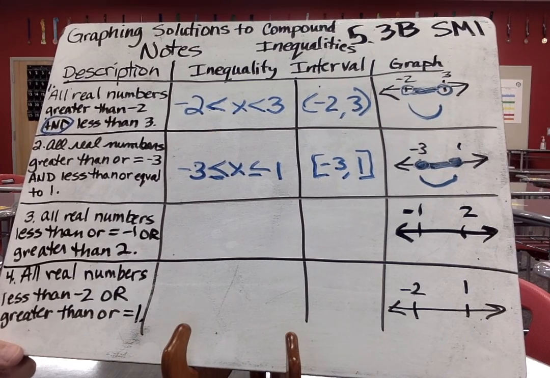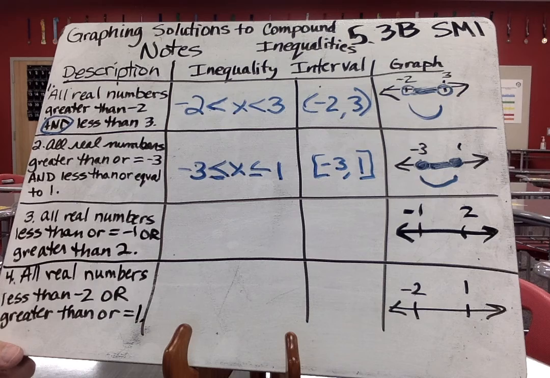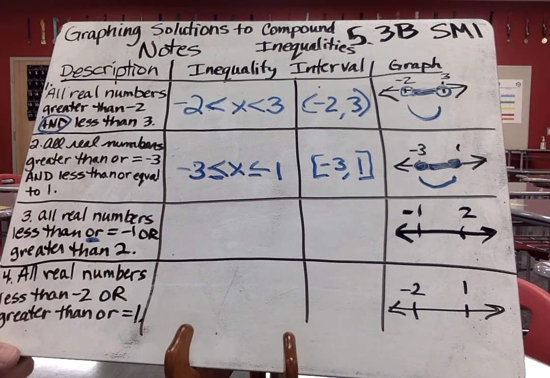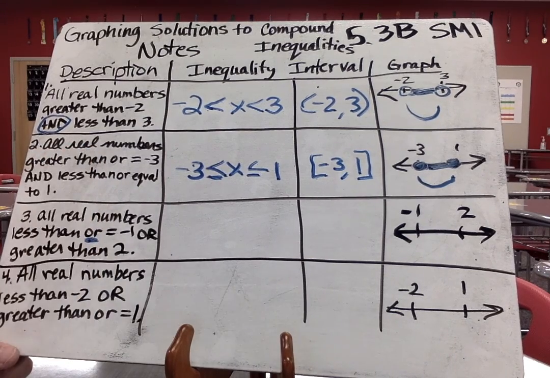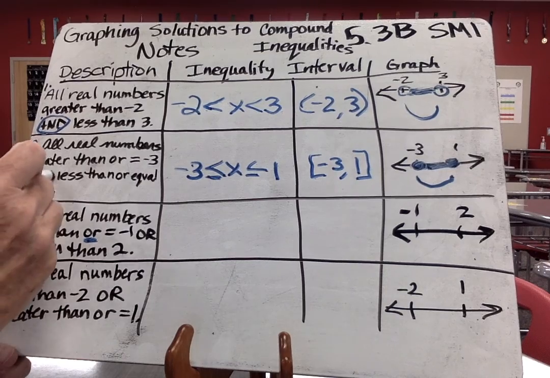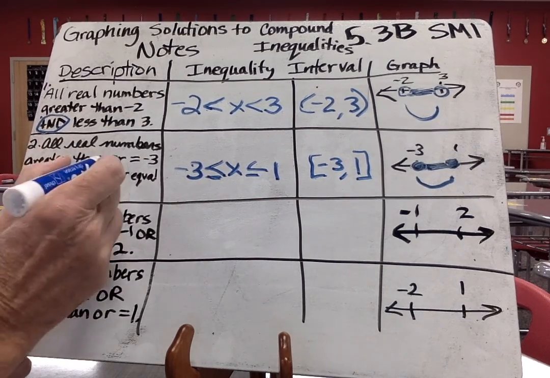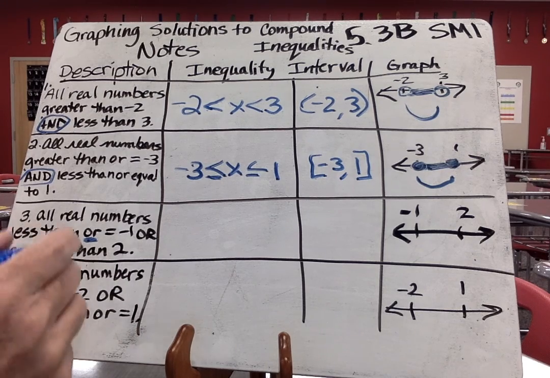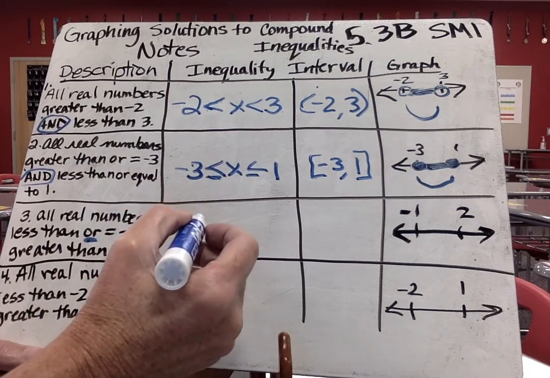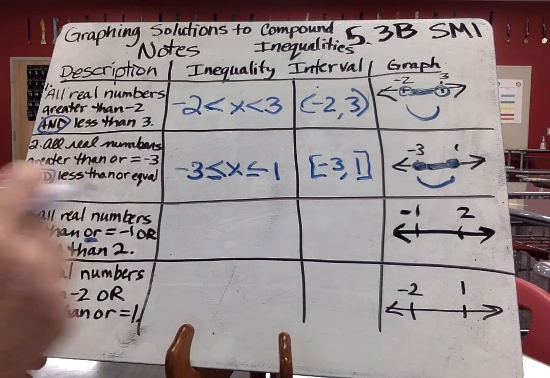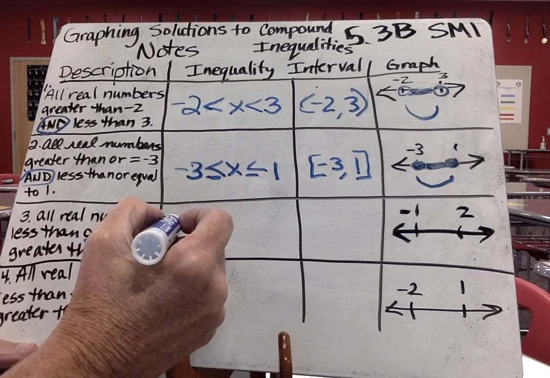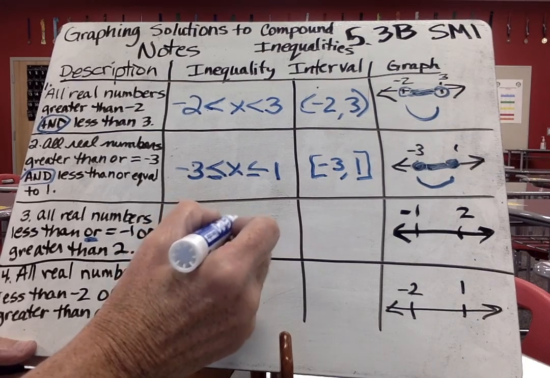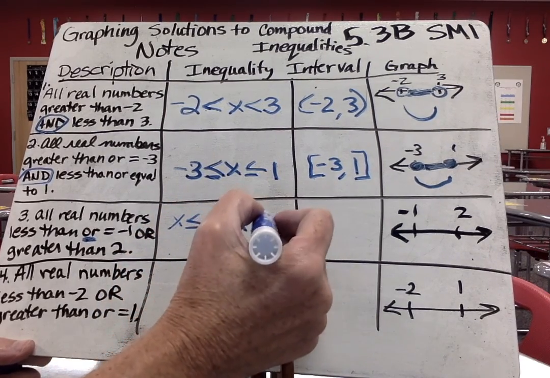Number 3, all real numbers less than or equal to -1 or greater than 2. This time it's an or statement. Even though the other ones have "or" in "greater than or equal to," that or does not count as an or statement like it does here. If it's an or one, we're going to have all real numbers less than or equal to -1, or x greater than 2.